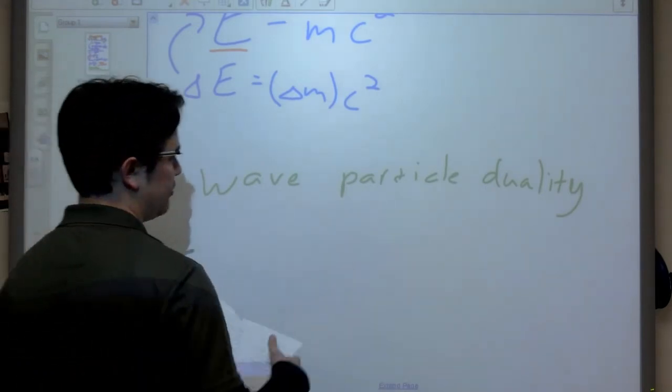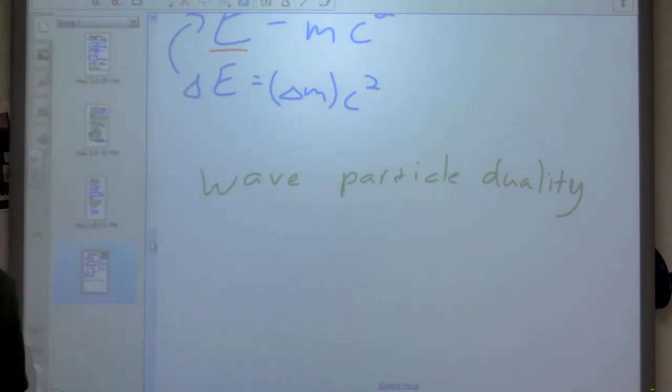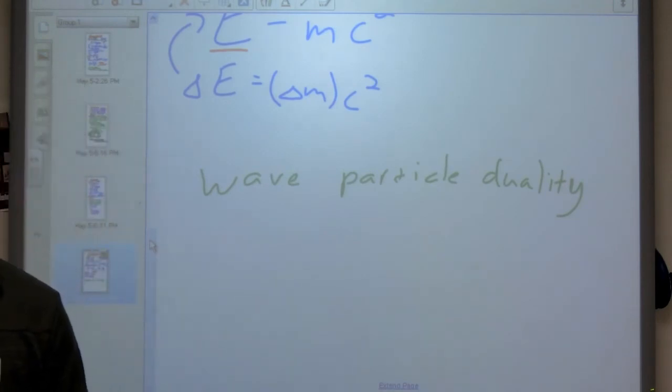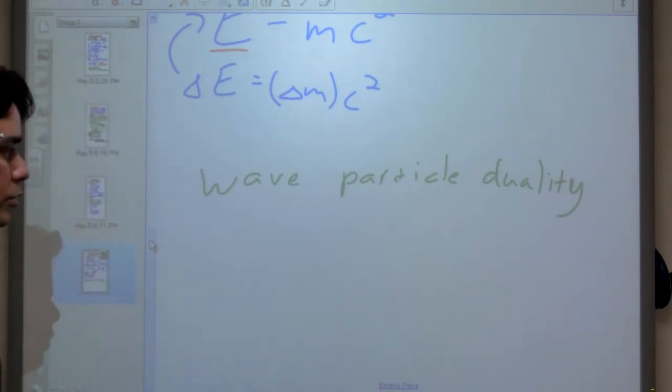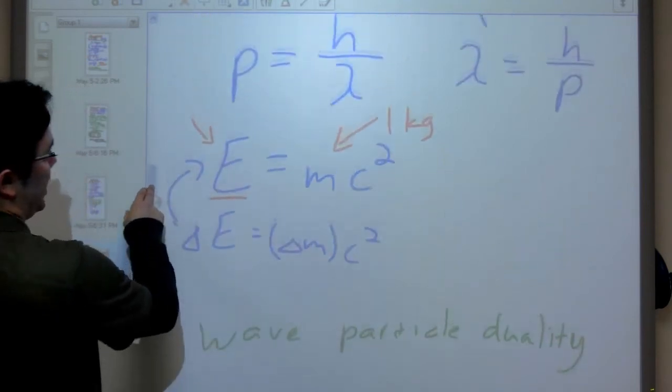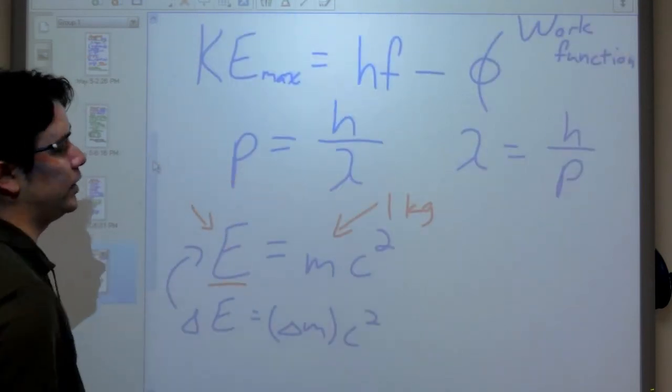Because of that, we came up with wave-particle duality for photons. Later on, because of some other experiments, we actually found that electrons do the same thing. We thought they were particles, and it turns out that those sneaky little devils actually act like waves on a regular basis.